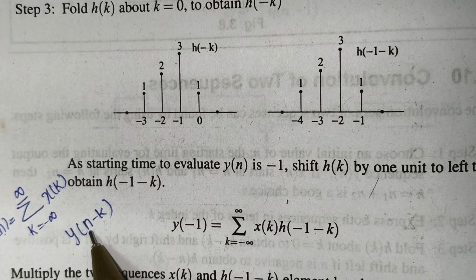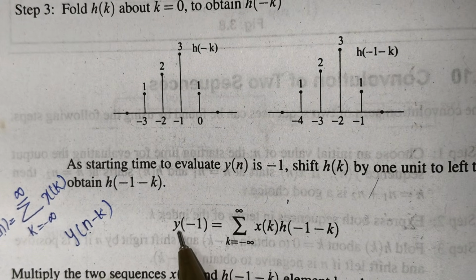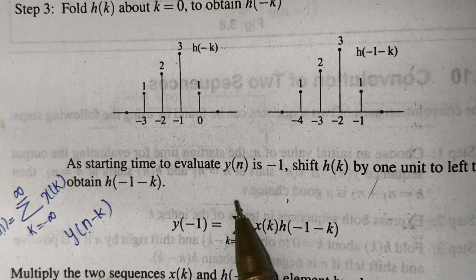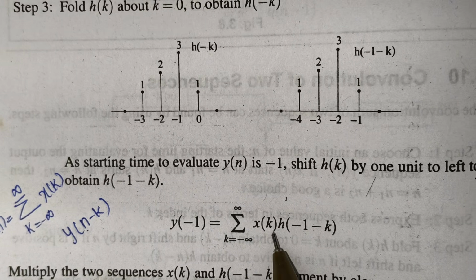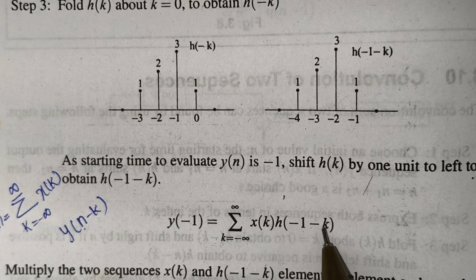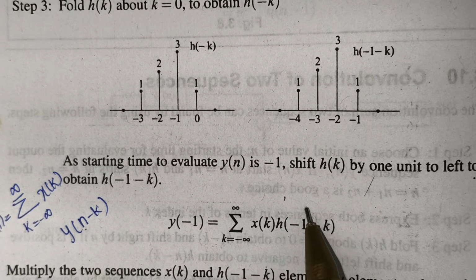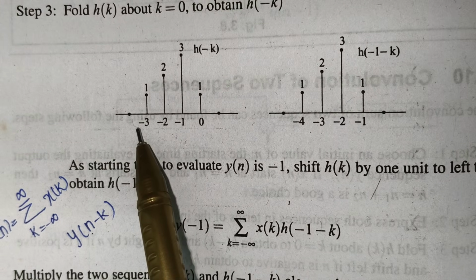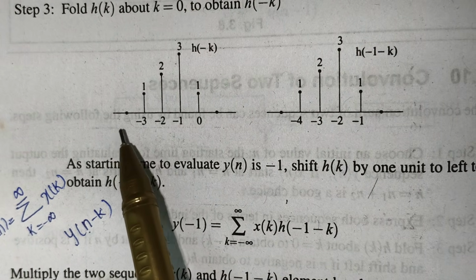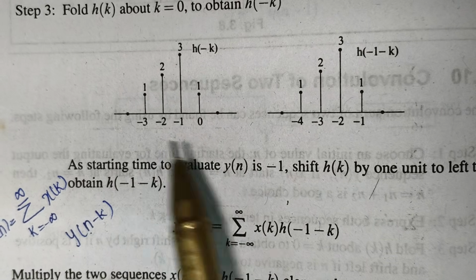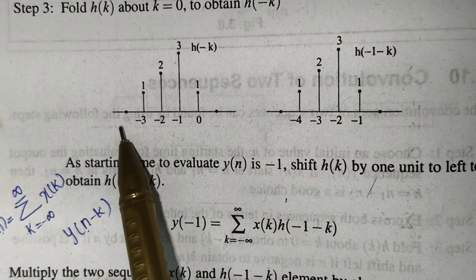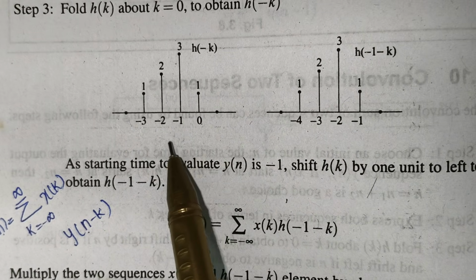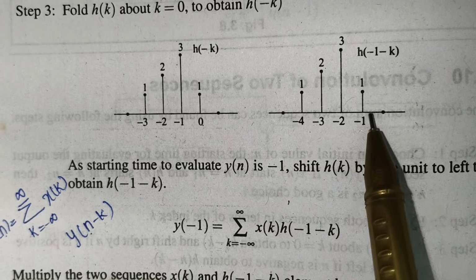If I substitute minus 1 here, what will happen? It will be y of minus 1, which is equal to summation of k equal to minus infinity to plus infinity, x of k, h of minus 1 minus k. I'm just going to delay this signal minus 1 times. So what happens if I delay the signal minus 1 times? This part will shift to here. So minus 3 minus 1 will be minus 4. Minus 2 minus 1 will be minus 3. Minus 1 minus 1 will be minus 2. 0 minus 1 will be minus 1. So this is my signal.